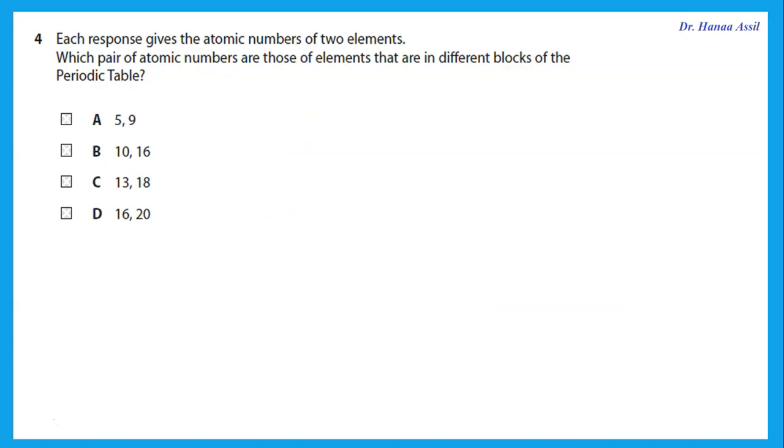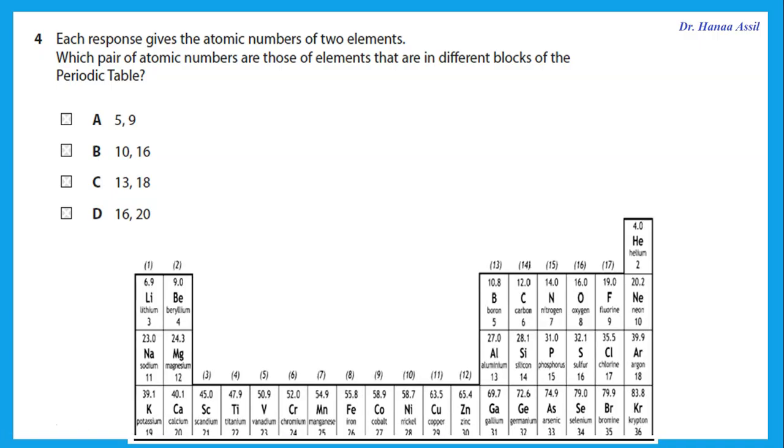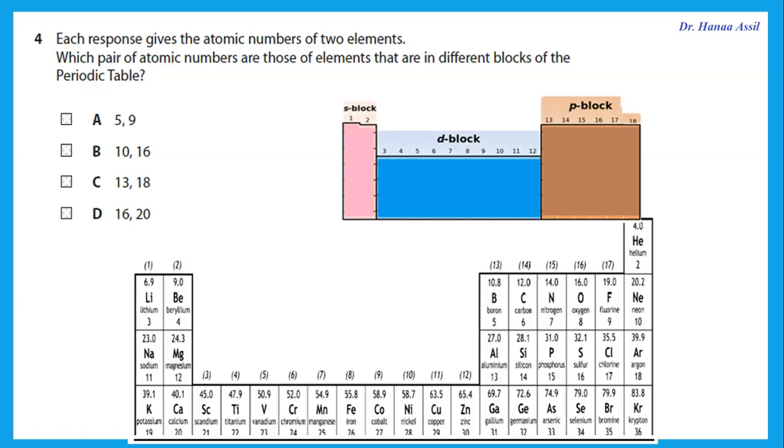Question 4 says, each response gives the atomic numbers of 2 elements. Which pair of atomic numbers are those of elements that are in different blocks of the periodic table? Remember, we said in the periodic table we have S block, that is anything in group 1 and 2. We have the D block, that's anything in the transition metals, and P block, that's the ones that are from group 3 to 8. So we want a pair of these atomic numbers that are in different blocks.